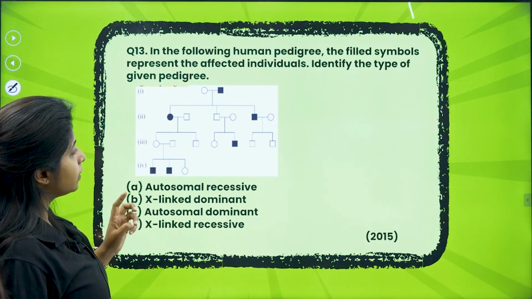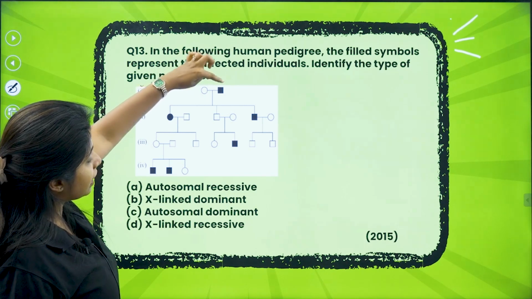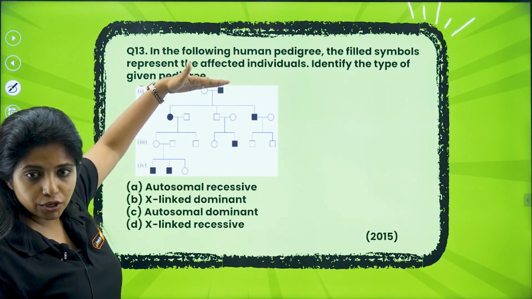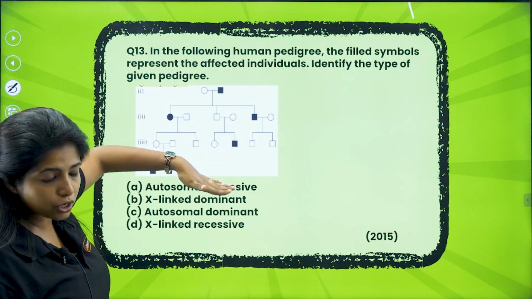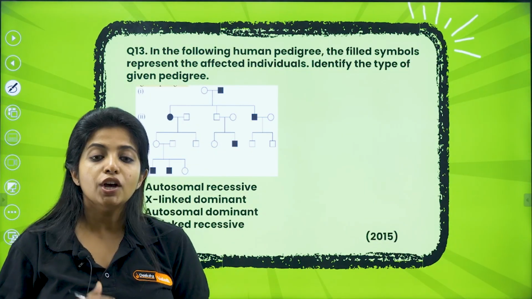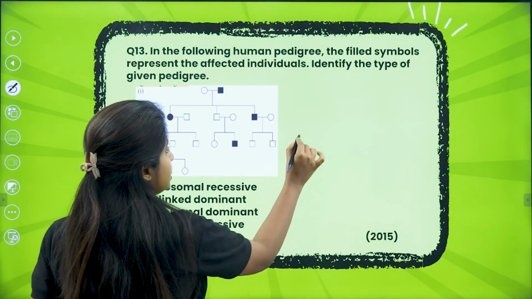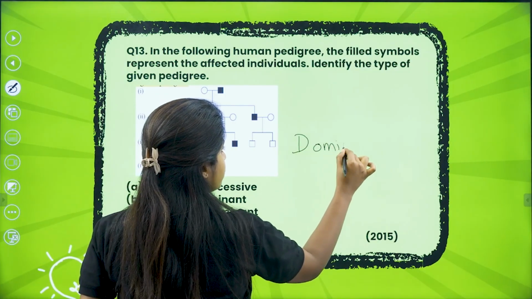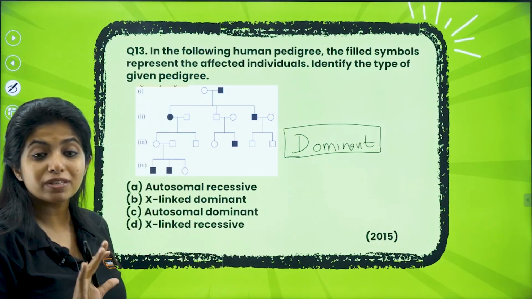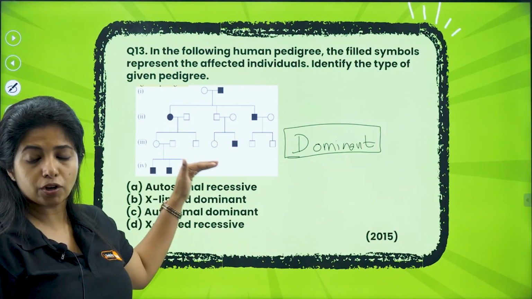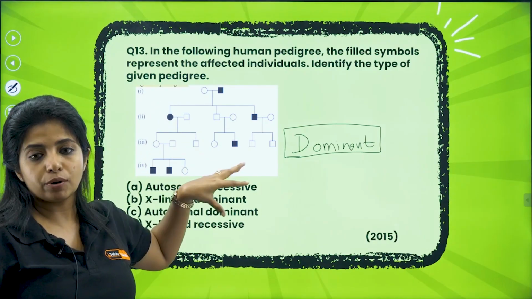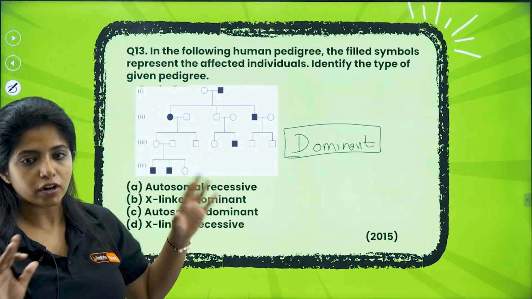Over here, you see that in every generation, someone is getting affected. This is generation 1, generation 2, generation 3, generation 4. Whenever you see things being repeated in every generation, you understand one very important thing, that this is a dominant disorder. Because in a dominant disorder, there is no skipping of generations. In a recessive condition, that's when the skipping of generations is seen. In dominant, it is not seen.